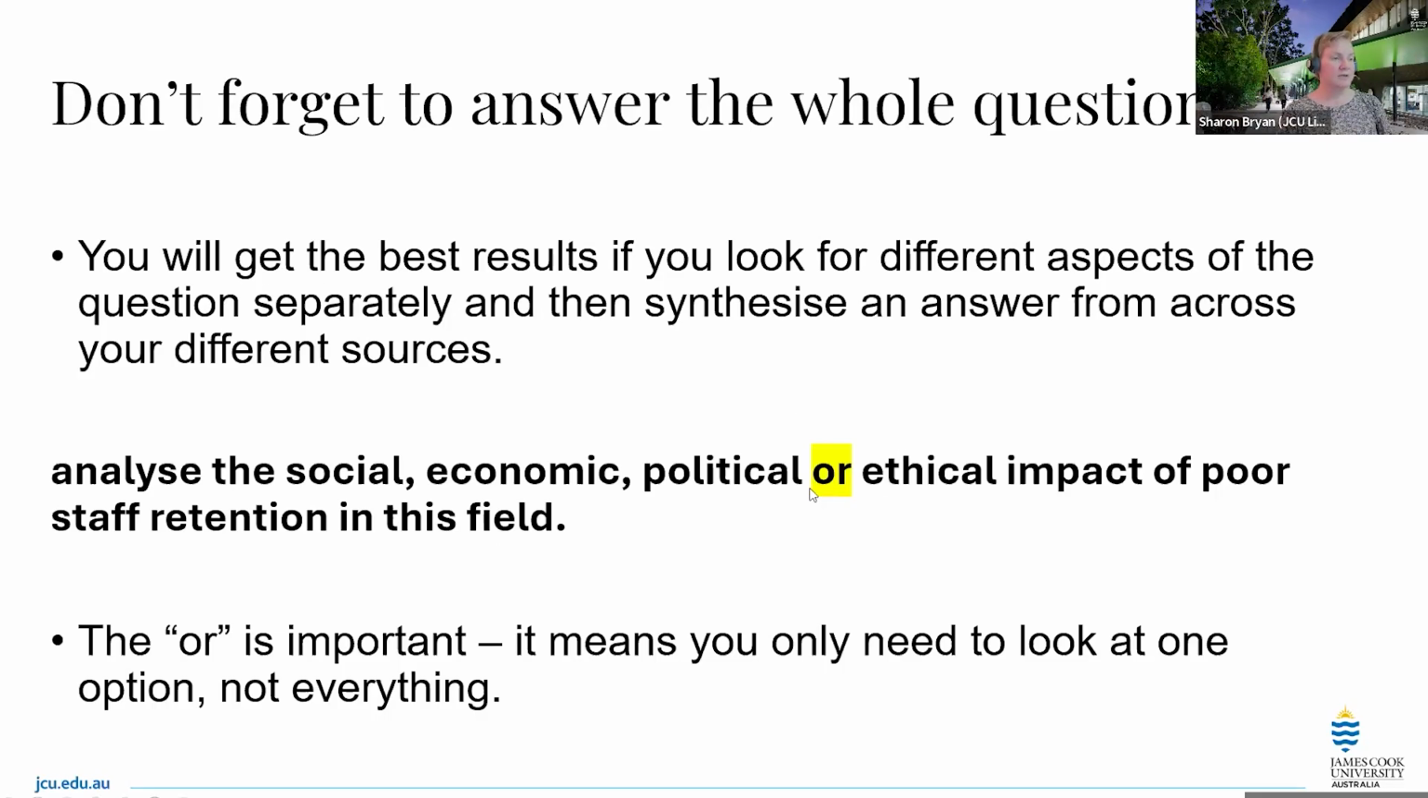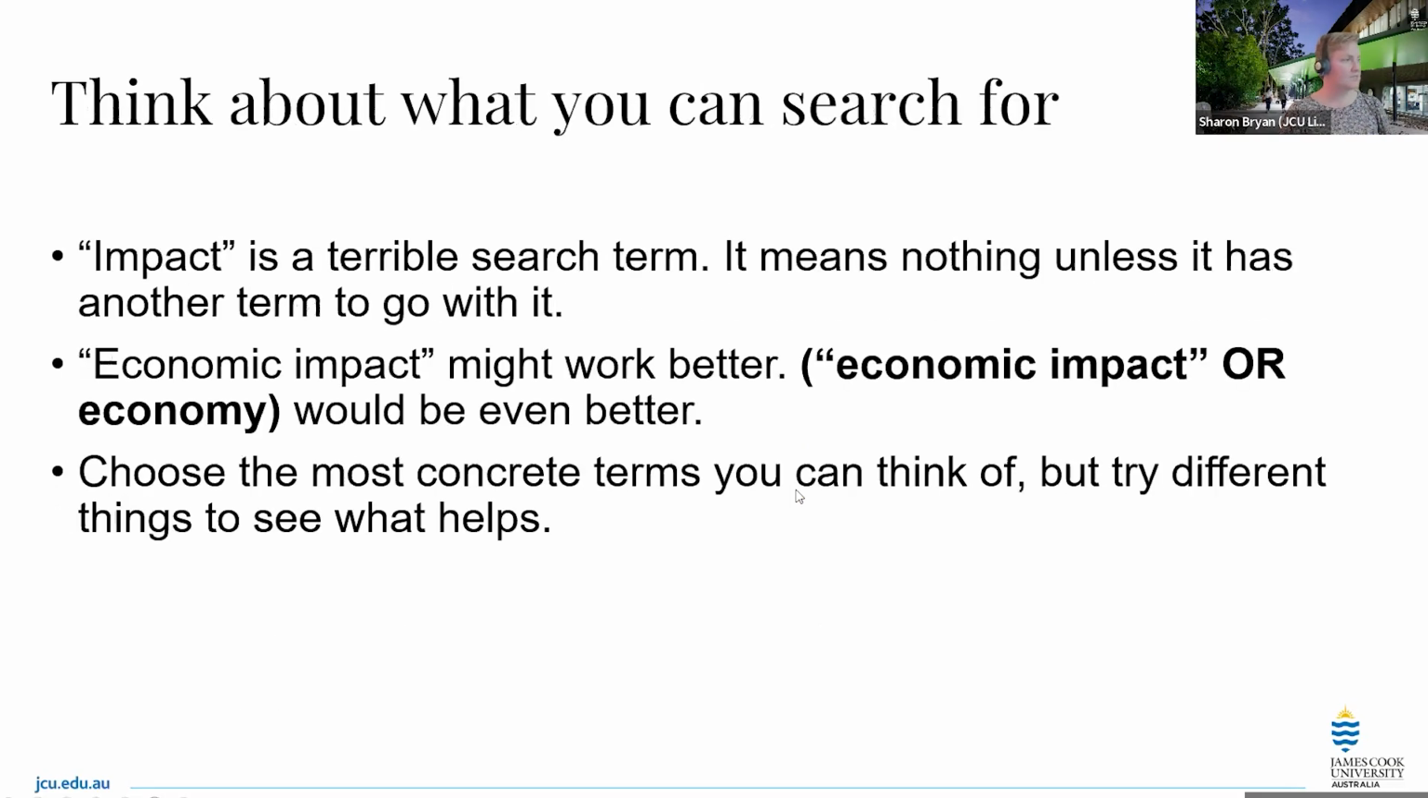Make sure you watch out for core numbers and little things like "or." That's big. So if it asks you to look for one of the following industries and gives you 4 industries, you're not looking at all 4, you're just looking at one. If it says analyze the social, economic, political, or ethical impacts of poor staff retention in this field, you're not looking at all of them, you're just looking for one. So make sure you get that scope. Make sure you look for those limits.